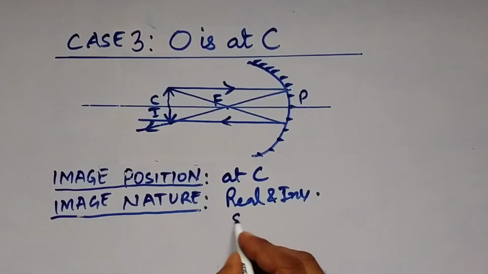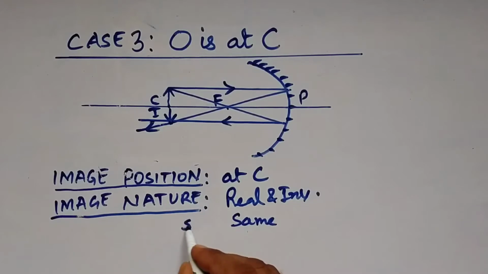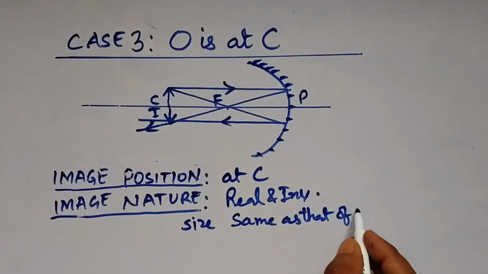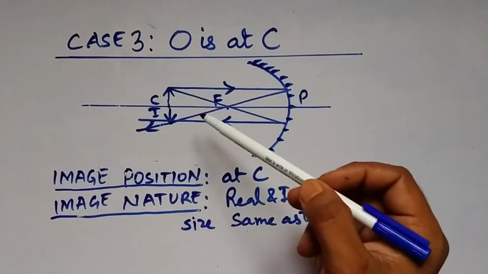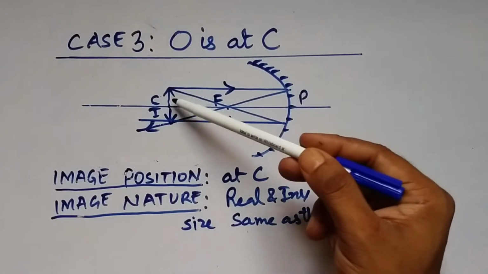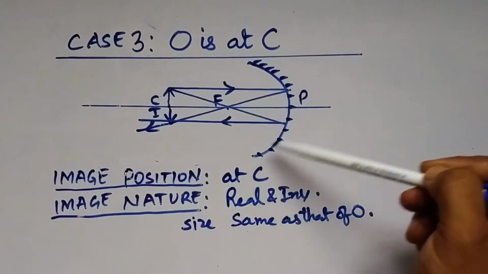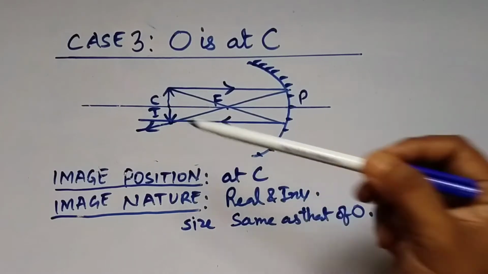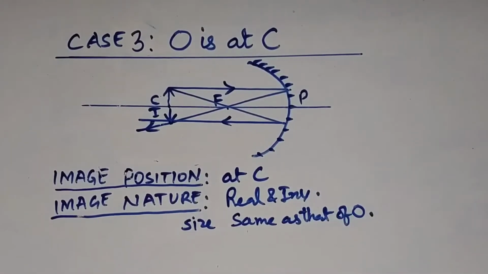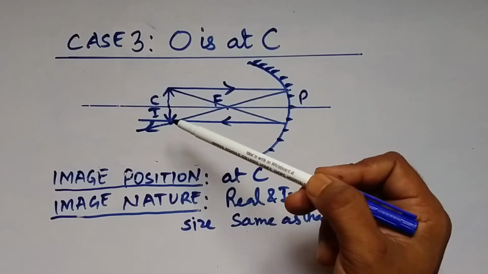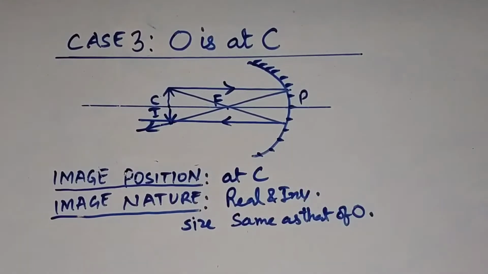So we will say the size will be the same as that of the object. So this you have to remember. This is the only case in which, if the object is placed in front of a concave mirror, the same size of image is formed, but that will be real and inverted. So in this case, the object is at C, then the image is also at C, real and inverted and of the same size.